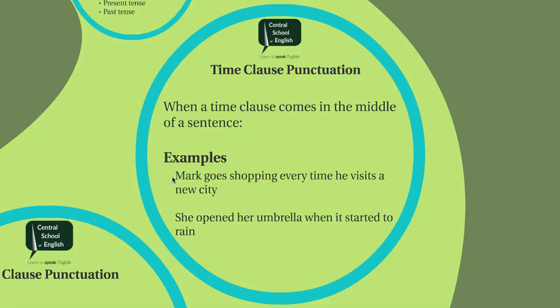In the second example, "She opened her umbrella when it started to rain." "When" is the time clause connector. Because the time clause connector appears in the middle of the sentence, we do not need to use commas to separate the two clauses.